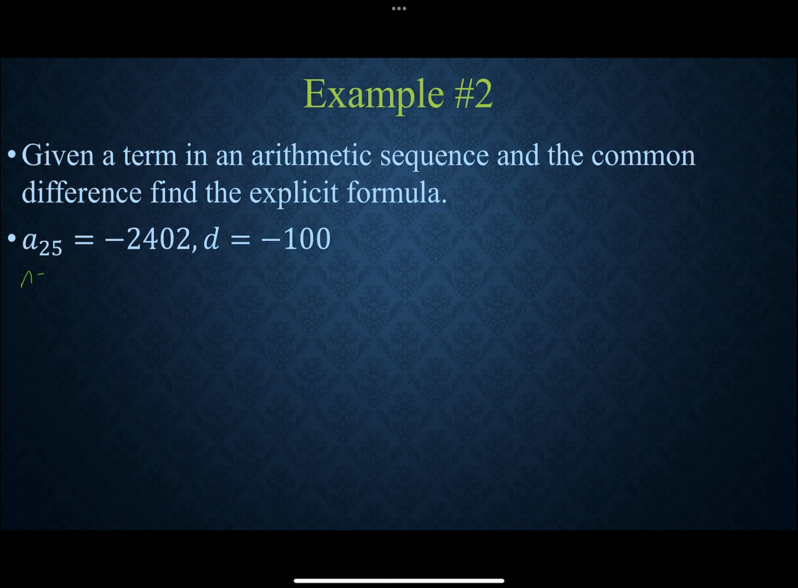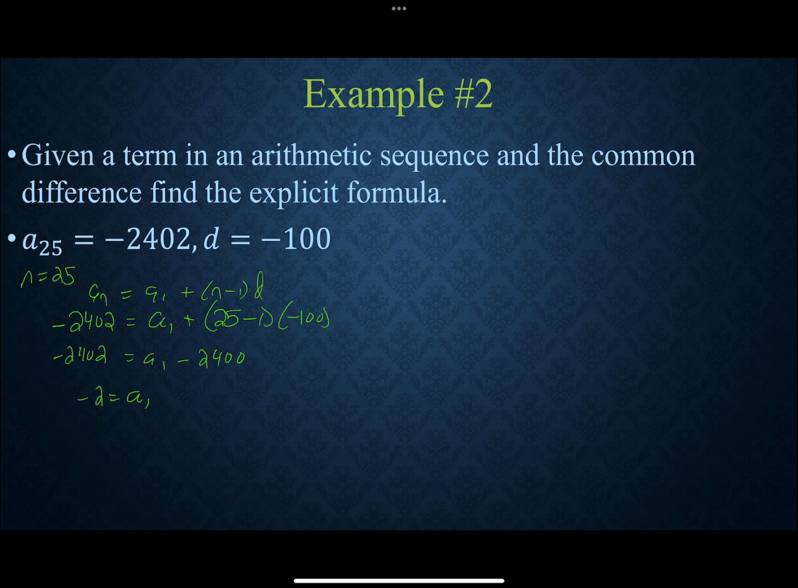So this tells us right here that n is 25. So our formula an would be negative 2,402, because that's our 25th term, equals, we don't know the first term, a1. We know n is 25, so it's 25 minus 1, and our d is negative 100. All we're doing is filling into the an equals a1 plus n minus 1 times d format of your explicit formula. So this is our negative 2,402 equals a1 plus, and this comes out to be negative 2,400. So that means a1 is negative 2.